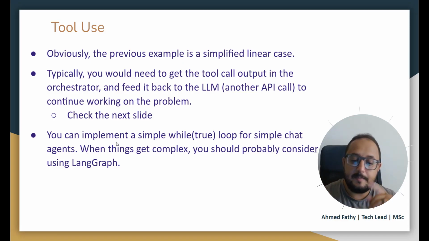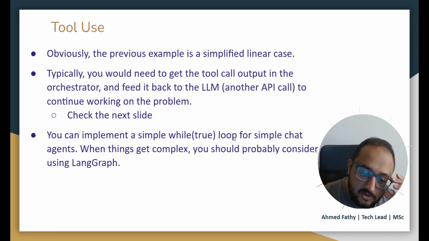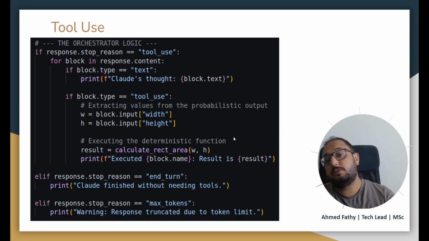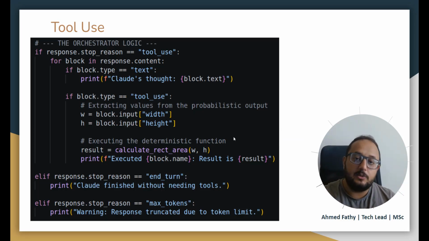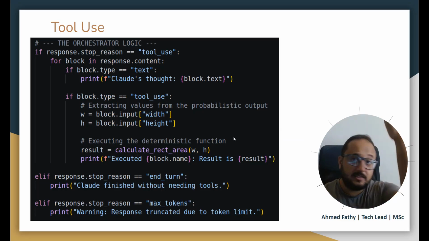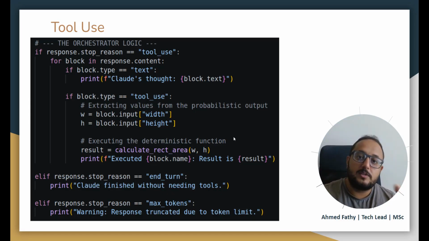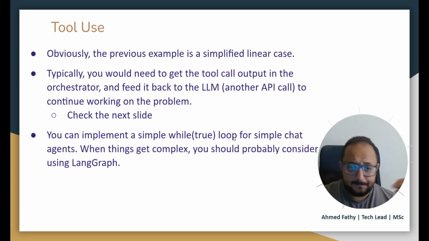You can also implement a simple while true loop for a simple chat agent if that's your application. When things get really complex, you should probably consider using LangGraph. So this example did not use LangGraph or even PydanticAI. It's just linear orchestration code. If things become more complex, you should consider using something like LangGraph, for example.